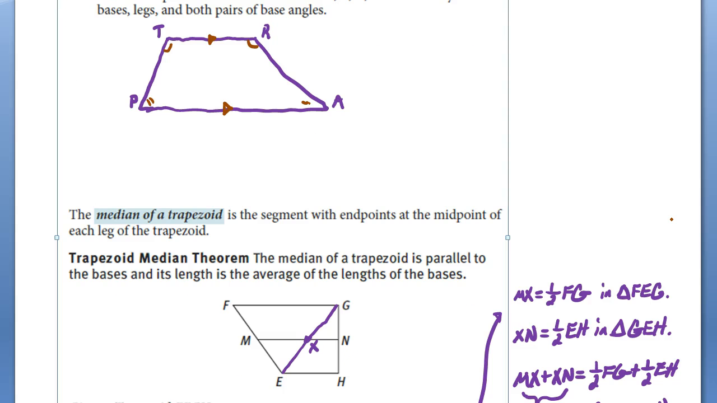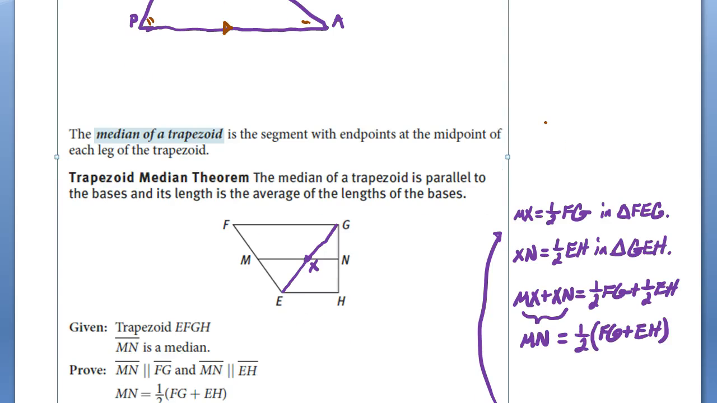The median of a trapezoid is a segment with endpoints at the midpoint of each leg of the trapezoid. So you see in the drawing the original trapezoid, ignore the purple line for now. Point M is the midpoint of that side, and point N is the midpoint of that side. Segment MN is called the median of the trapezoid.